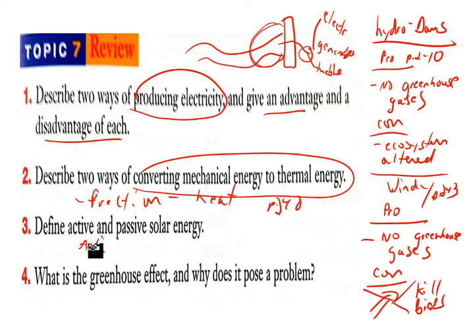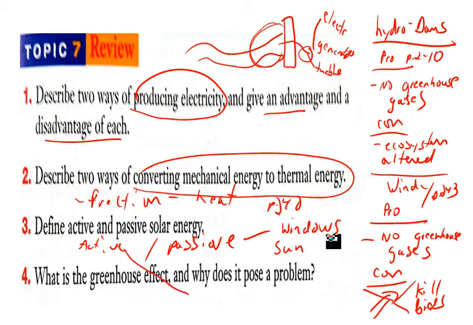Active versus passive solar heating. Passive just uses windows and the sun. There are no moving parts. Active has solar panels on the roof, and they have pipes that basically store the heated water. Underneath the solar collector is pipes that heat the water, and the water stored. So there's no moving parts in passive. Active has lots of moving parts.